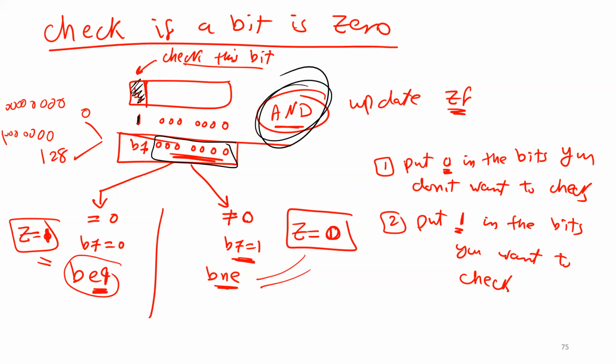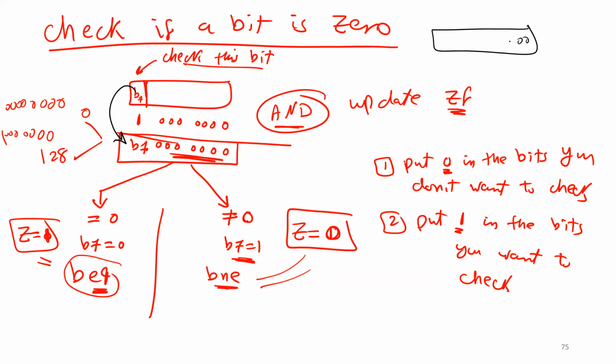Okay. And because I'm interested in this bit, I want to check this bit, I'm going to put 1 here. So when I put 1 here, this bit is going to come here. So after I do this operation, guess what I'm going to get? I'm going to get 0, 0, 0, 0, 0, 0, 0, and then bit 7. Is that okay? Whatever is in bit 7. Now, how can you check?